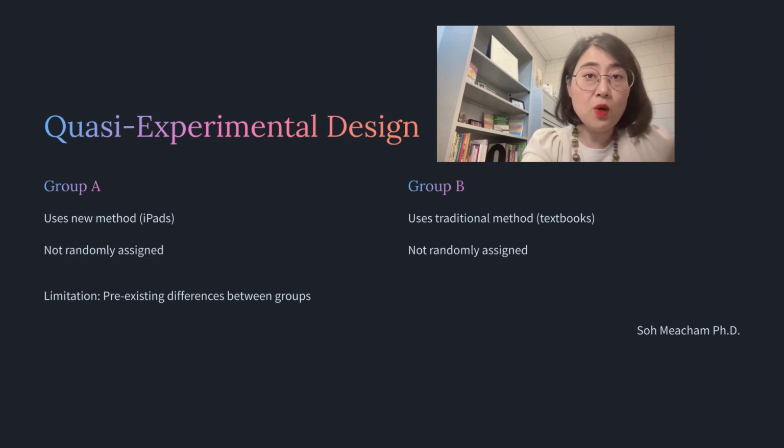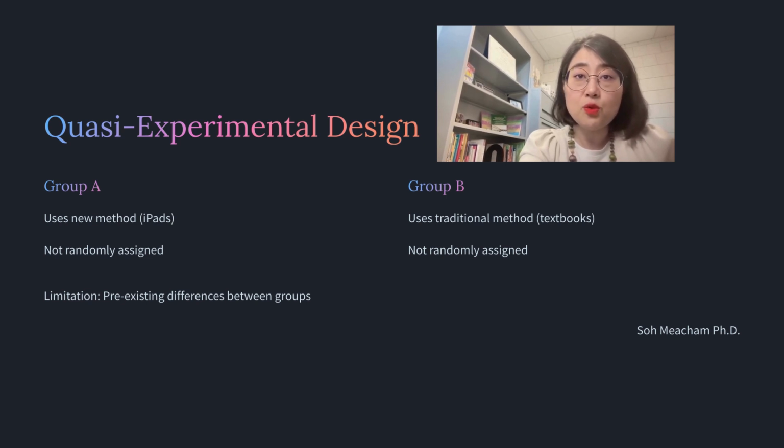Next, we have the quasi-experimental design. This is similar, but uses groups that are not randomly assigned. For example, if one 4th grade class uses iPads to learn math and another class across the hallway uses textbooks, and then we compare their test scores, that's quasi-experimental. The downside? Maybe the iPad class has more tech-savvy students or a teacher with more training. Factors we cannot control. It's like comparing apples to oranges, or in this case, iPads to textbooks.